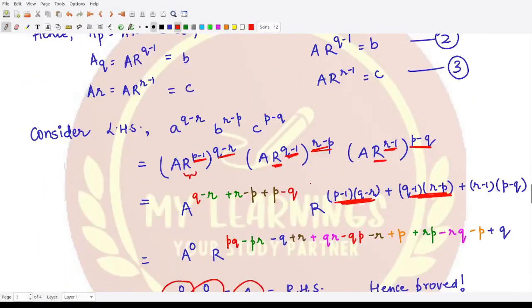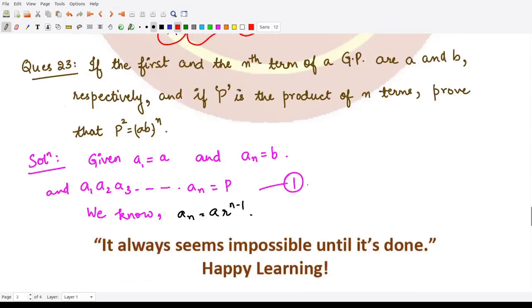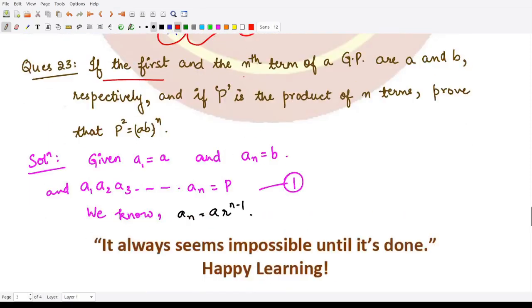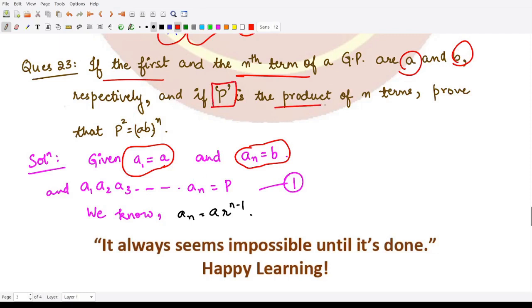Now let's move on to the next question, 23. Here in this question they are saying if the first and the nth term of a GP are A and B. So the first term here is small a1, let's say it is given to be small a, and the last term, suppose it is an, it is given to be b, right?